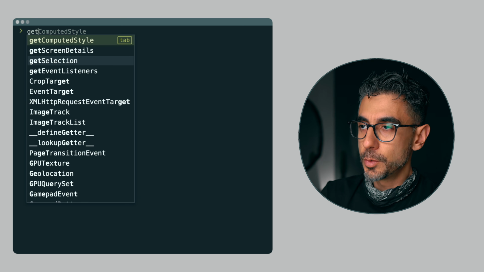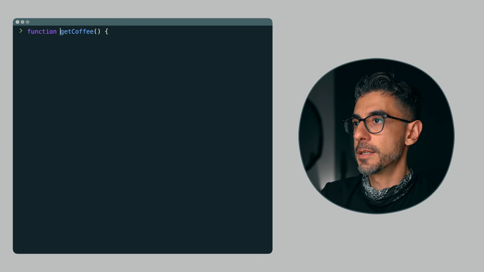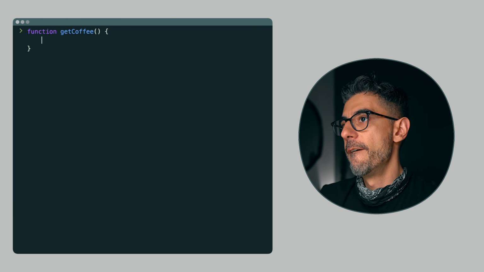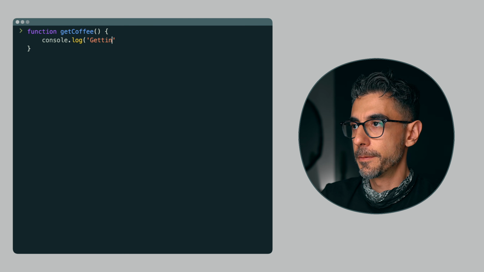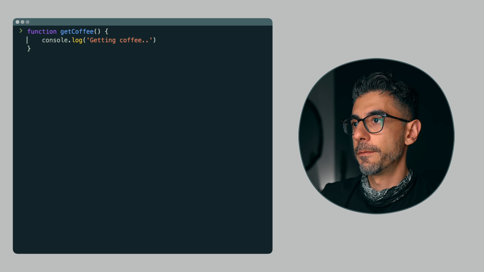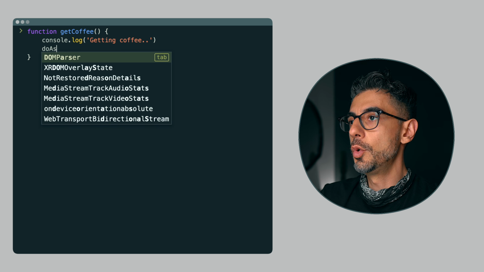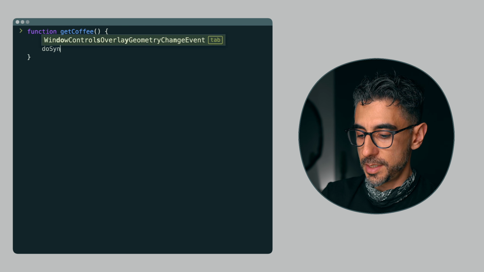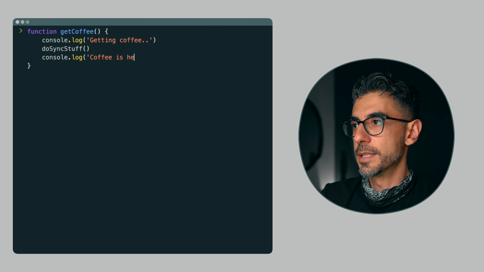To the browser. All right, so let's do get coffee. Okay, and that is a function. And it does console log getting coffee. And then we have, what do we do? First, we're gonna do the synchronous version of this. Do sync stuff. And then console.log coffee is here.